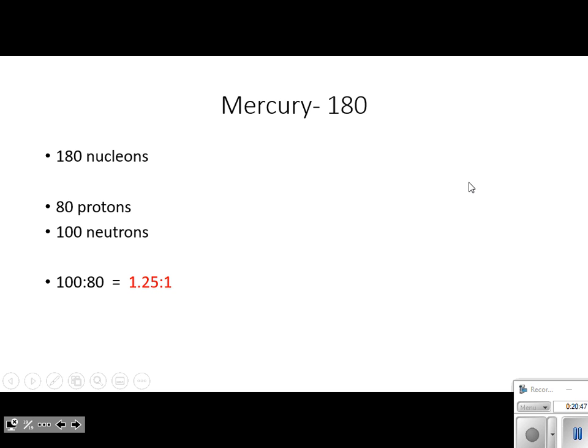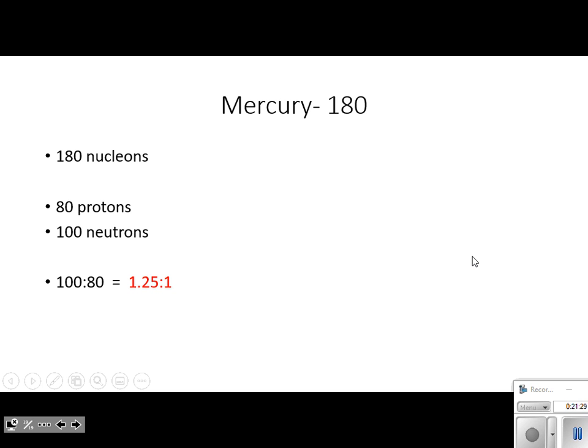Now here's another mercury, mercury-180. It has a very, very different amount of neutrons. Got to have the same protons to be mercury. It has a different amount of neutrons. So the 180 nucleons minus the 80 protons gives me 100 neutrons. The ratio of neutrons to protons is 1.25 to 1. That's somewhat under the 1.5 to 1, isn't it? So what do you think? Do you think that's going to be stable? No, it's going to have some nuclear decay going on.